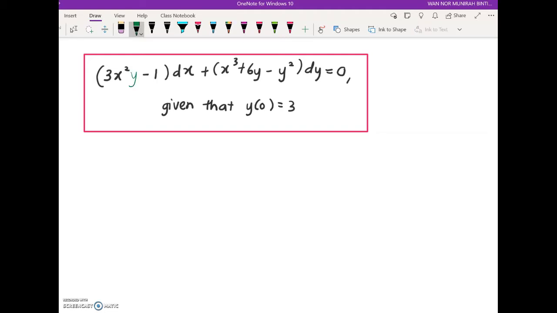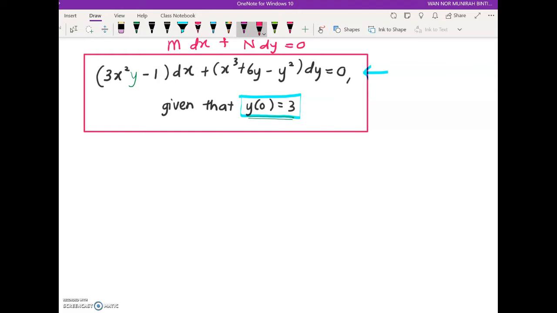Solve the following differential equation given that y equals 3 when x equals 0. So this question requires us to find the particular solution. So first of all, we try to avoid this one first. So we just focus on how to solve the differential equation. Since this equation is already in the form of M dx plus N dy equals 0, I will try to say that this is an exact equation.